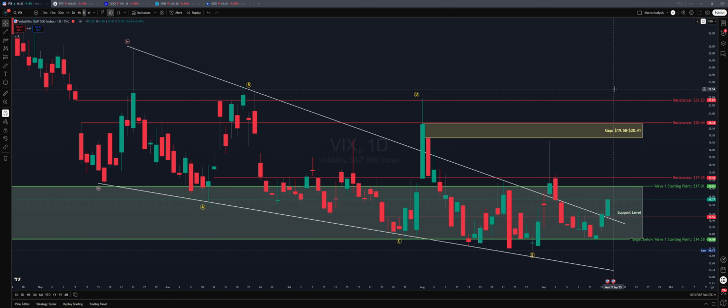Every pullback has been bought up. It's something I've been discussing. I've been looking at the charts, the volume profile, and I'm showing it on the option flow as well. You're seeing accumulation continuously taking place at every pullback we're having.